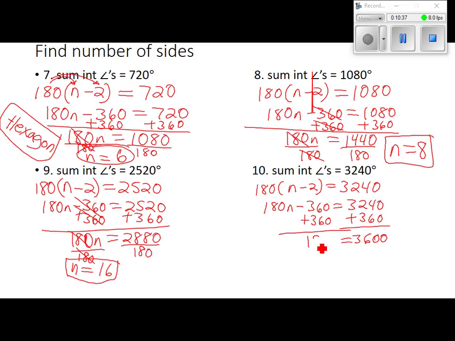If I do something wrong, please tell me. Did I do that right? So what kind of shape we got on that? 20-gon.